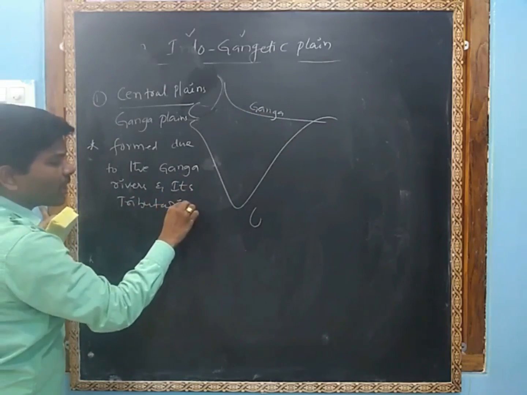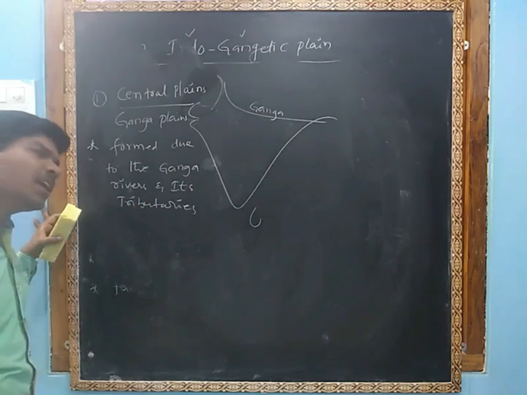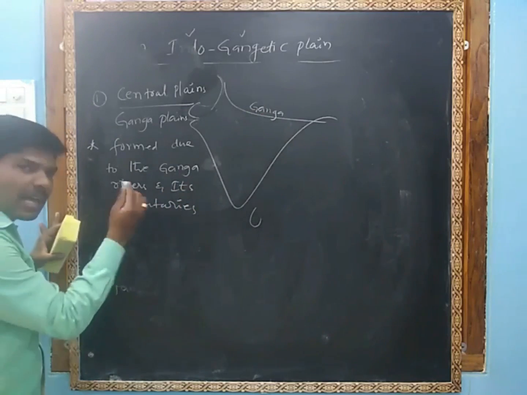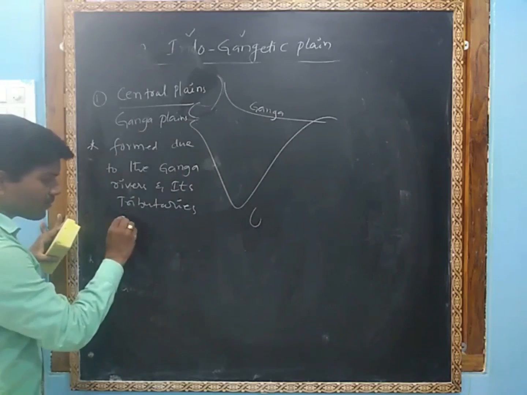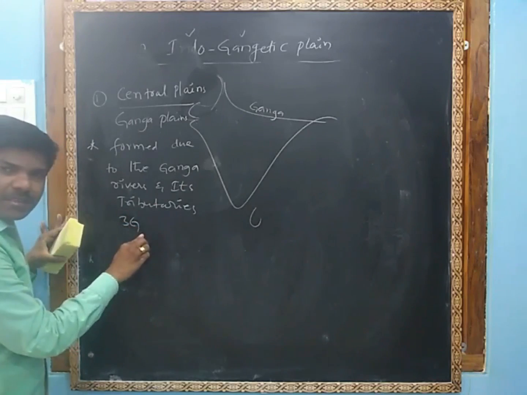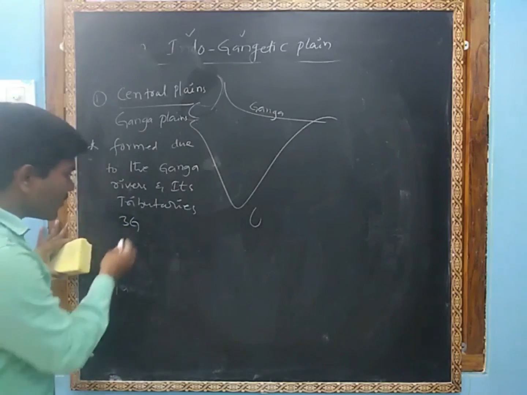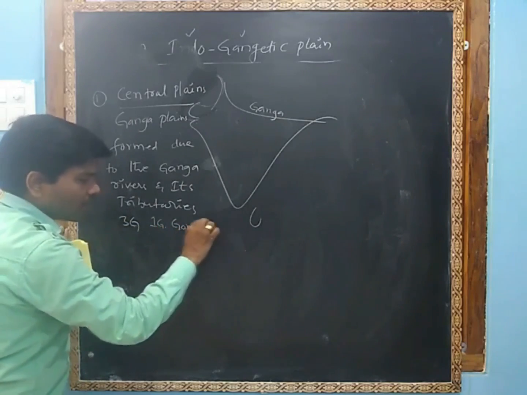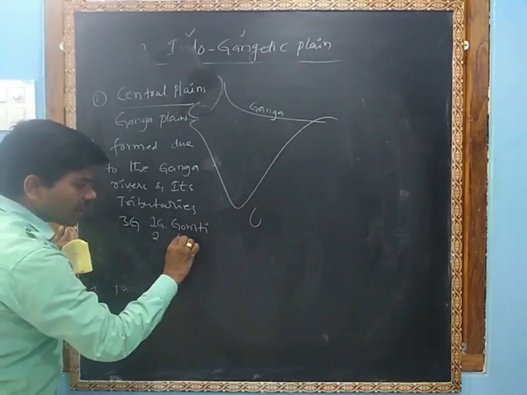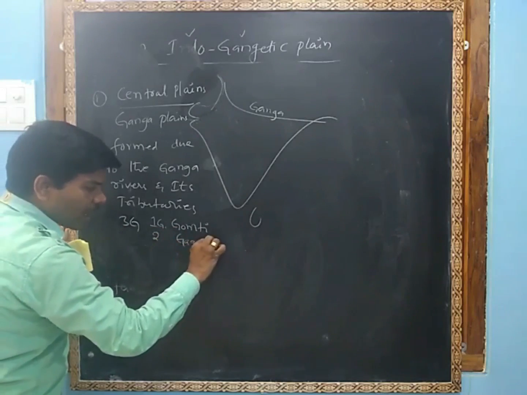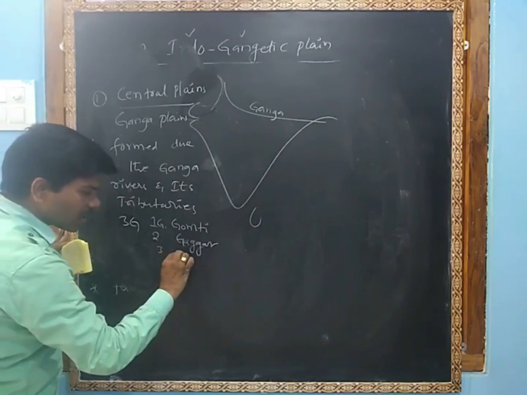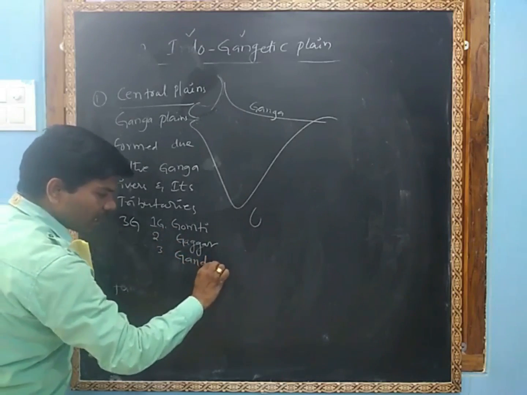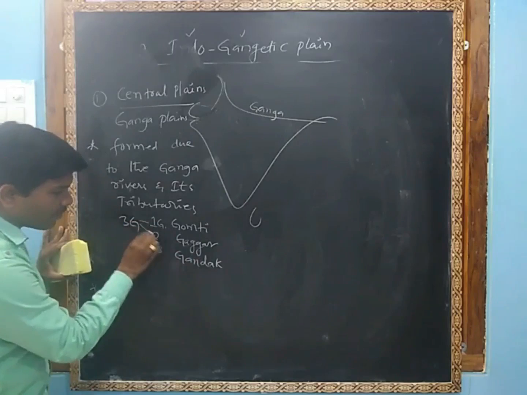Sir, what are its tributaries? Many tributaries are there. Let us see, for example, 3G is there, 3G. Now we are running 5G. 3G means, the first G is Gomti, the second G is Ghagar, and the third G is Gandak. And Yamuna. So 3 Gs are completed.